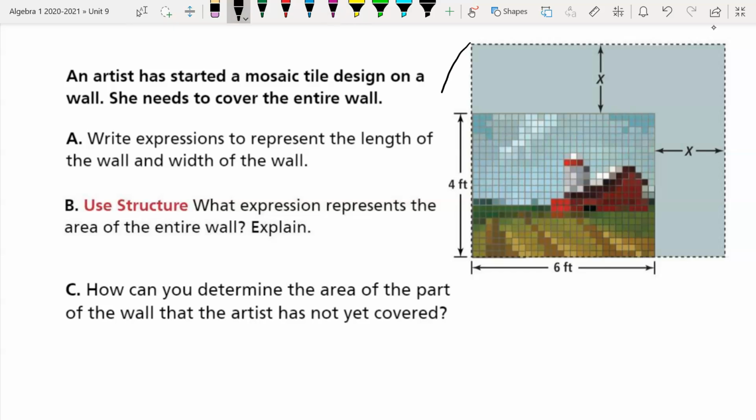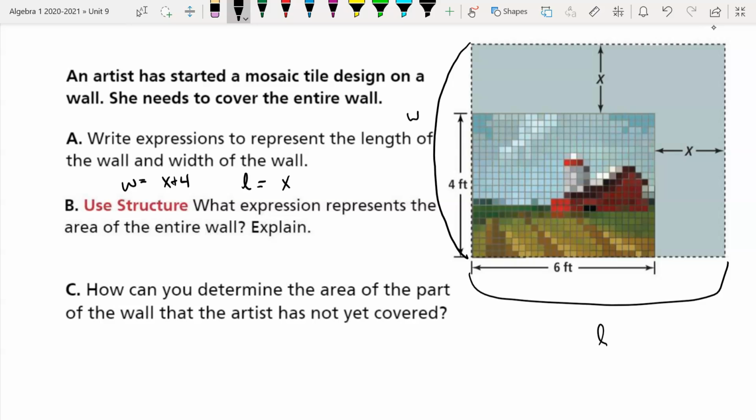So the length's on the bottom, the width's out to the side. What could I use to represent the whole width of that picture? So hopefully you're saying width is x plus 4, length is x plus 6. So now area means you're going to take length times width, so I would do x plus 4 times x plus 6.